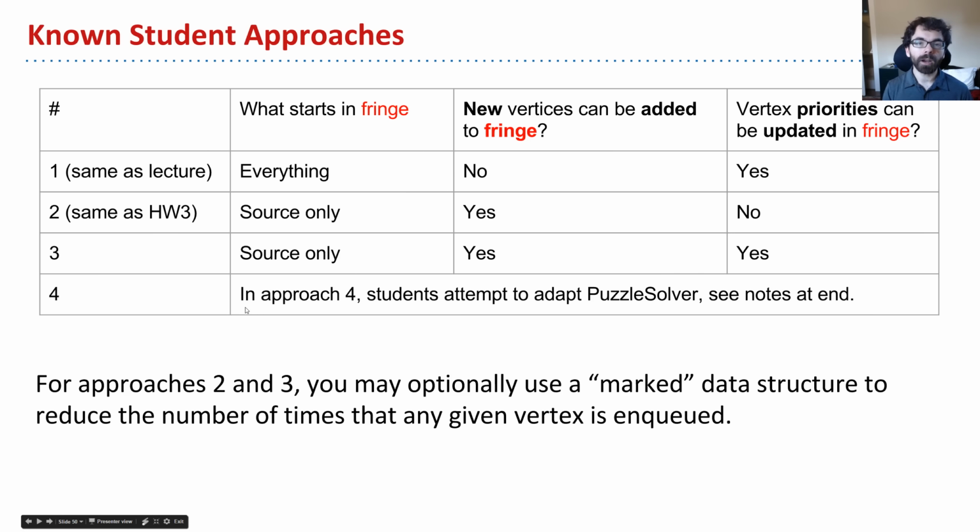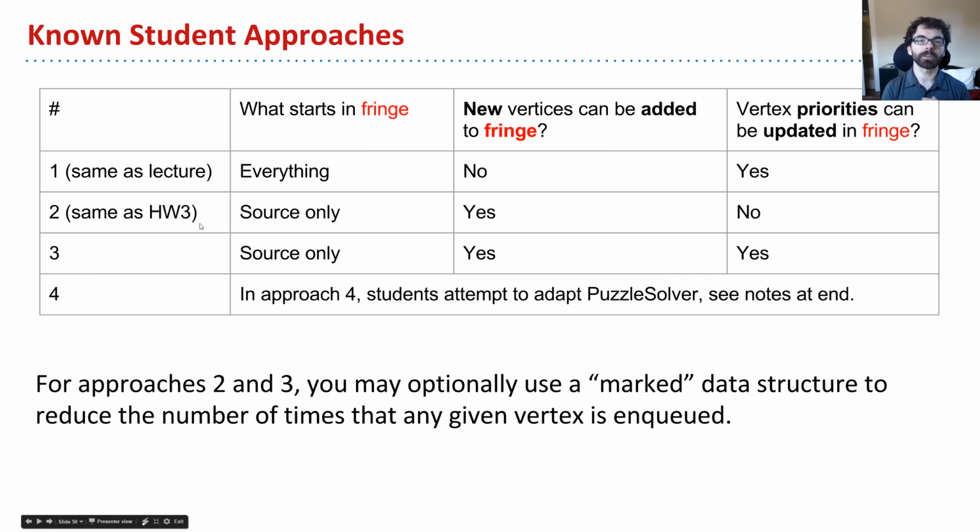So the 4 primary approaches are as follows. The first approach is similar to what's in lecture. The difference between the approaches is simply what starts in the fringe, whether or not you can add vertices to the fringe, and whether or not you update priorities. So approach 1, which is the same one from lecture, you start with everything in the fringe with infinite priorities, and you never add a new vertex. Everything is there originally, you never add new things, but you update priorities.